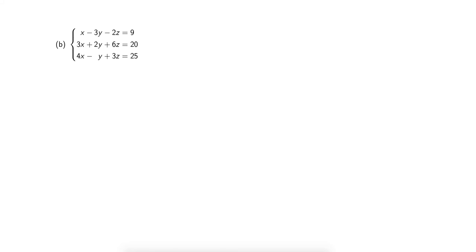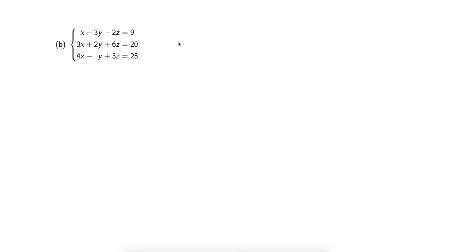All right, in this video, we're going to continue on with our 3x3 system of equations with one solution. Example 1, part B: x minus 3y minus 2z equals 9, 3x plus 2y plus 6z equals 20, and 4x minus y plus 3z equals 25. So once again, let's first get our augmented matrix.